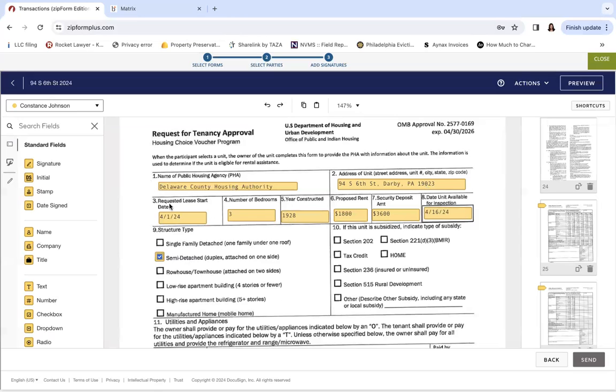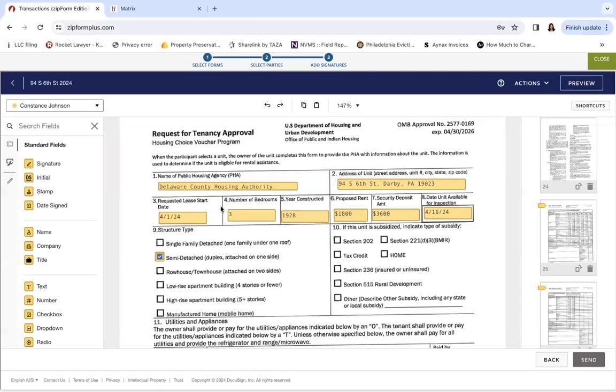The requested lease date in number three should be the same as the date you are allowing the tenant to move in on your actual lease agreement. You do have to complete, in addition to this, an actual lease agreement that will be submitted to the Delaware County Housing Authority along with this RFTA or request for tenancy approval.